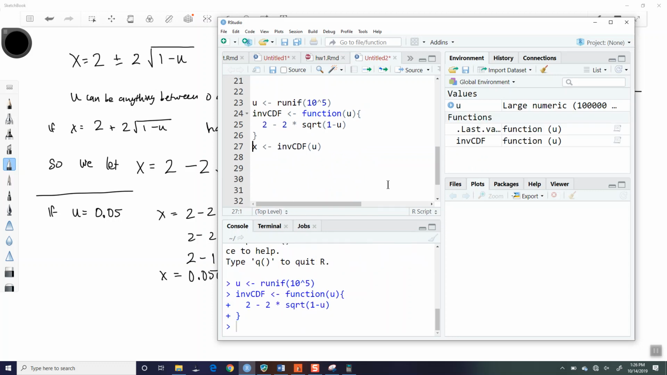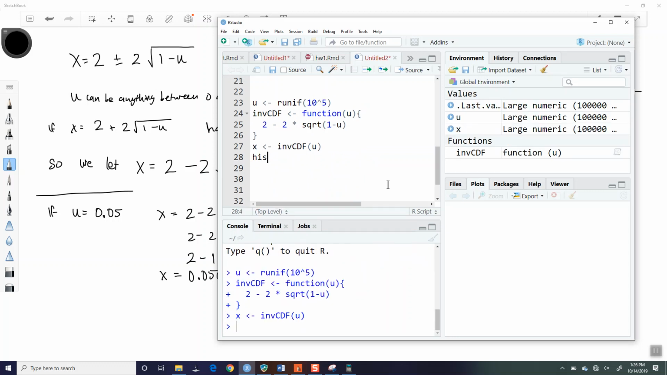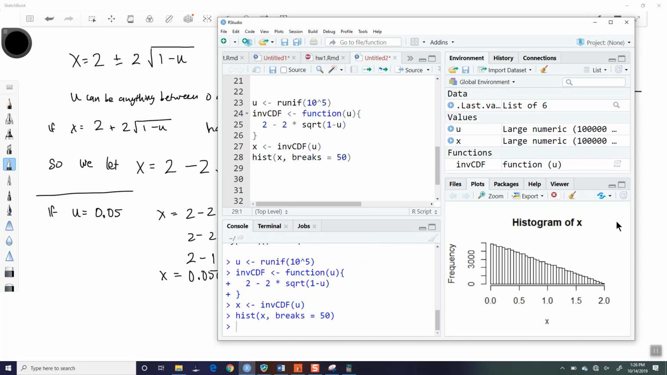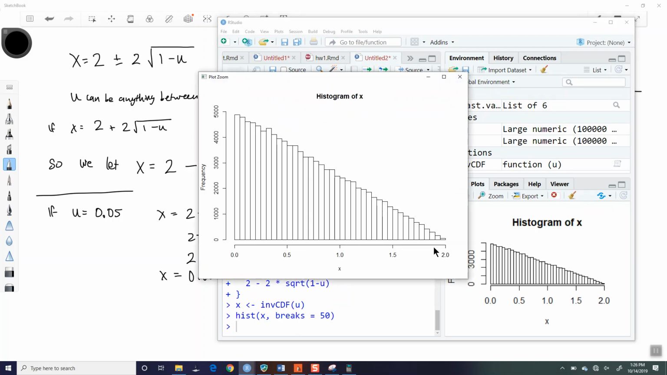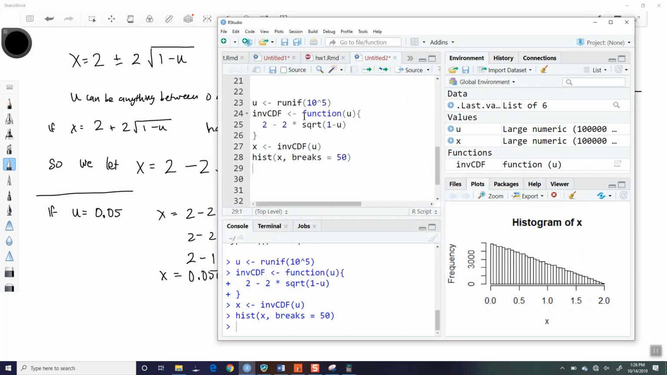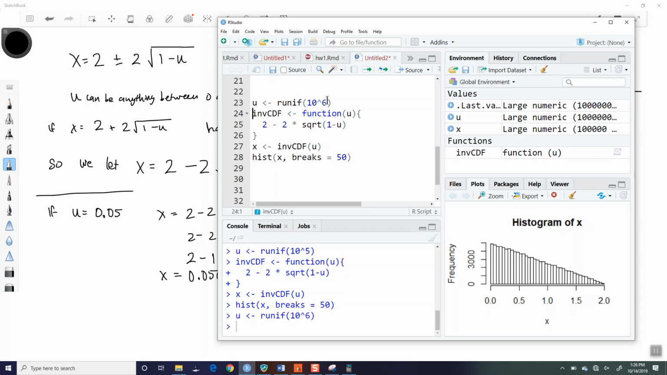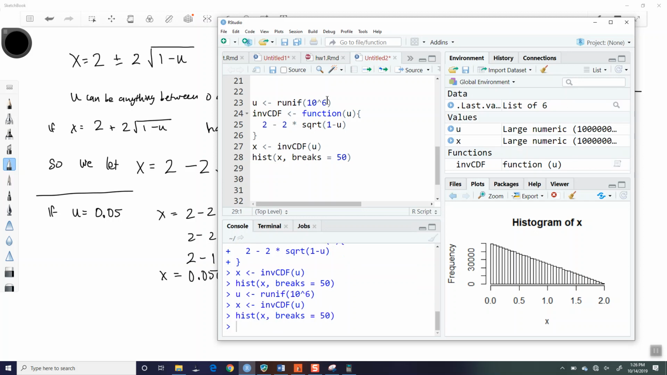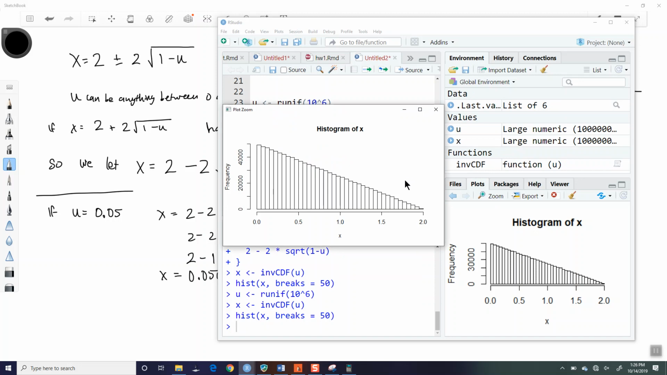Okay, so we'll run that. And let's ask for a histogram of x with like 50 breaks. I'd say that looks pretty good. Here, we'll ask for a million. Yeah, even more so, right? And that looks just like the PDF that we wanted, going from 0 to 2. And now we've generated a bunch of random variables from this distribution.